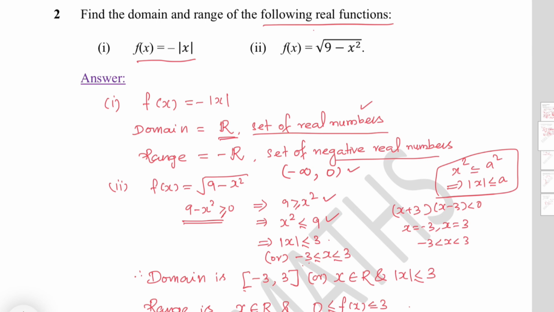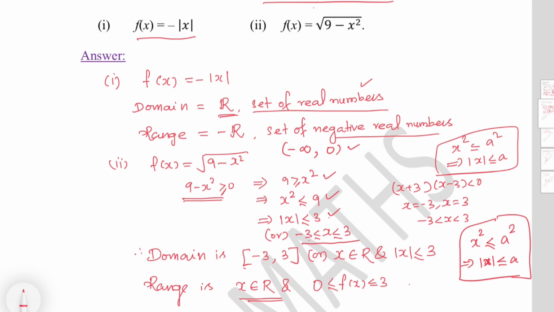When x square is less than or equal to a square, it implies mod x is less than or equal to a. This is the definition. Using that, x square less than or equal to 9, that is x square less than or equal to 3 square, implies mod x less than or equal to 3. In interval form, minus 3 less than or equal to x less than or equal to 3. So that is the domain: x lying between minus 3 and 3, in closed interval form, negative 3 to 3.